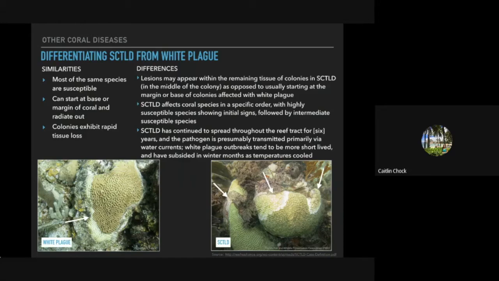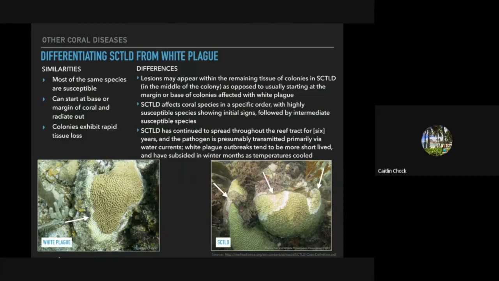Both diseases can start at the base or margin of the coral and radiate out, and colonies exhibit rapid tissue loss. Okay, so that's how they're similar. Now, how they're different is lesions may appear within the remaining tissue of colonies in SCTLD, in the middle of the colony, as opposed to usually starting at the margin or base of the colony as affected with white plague.